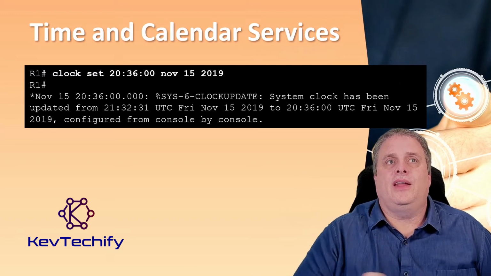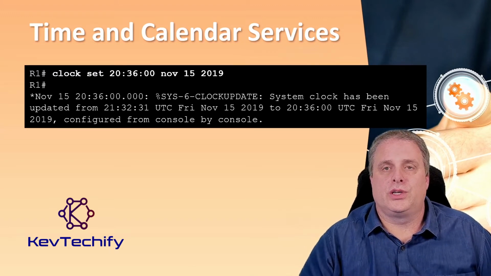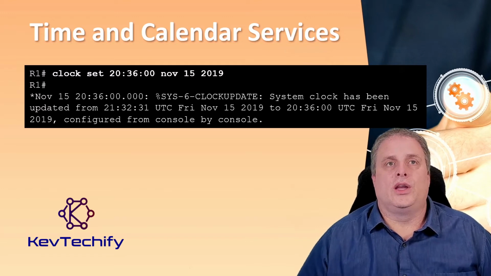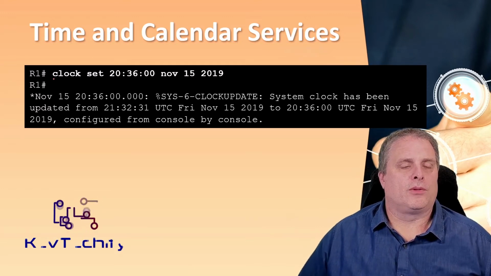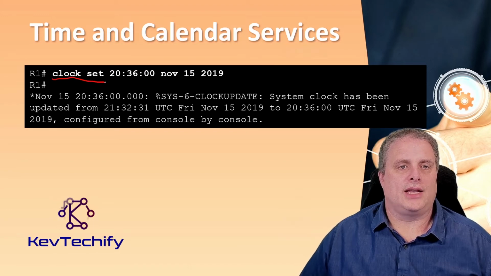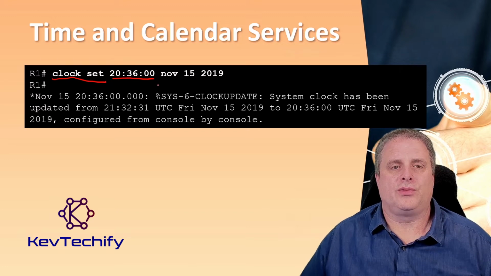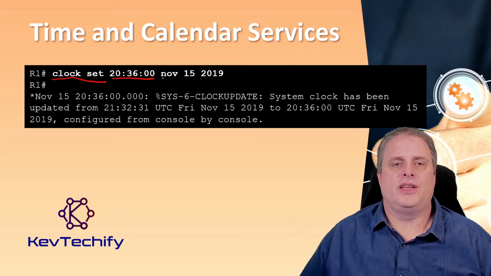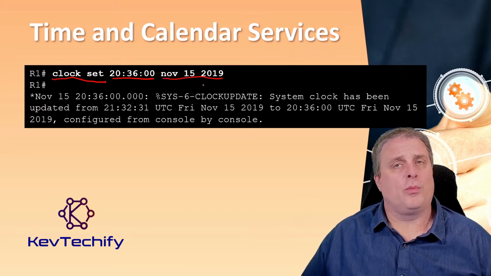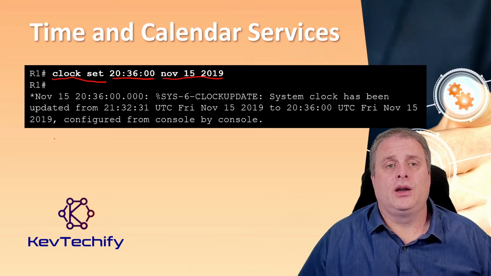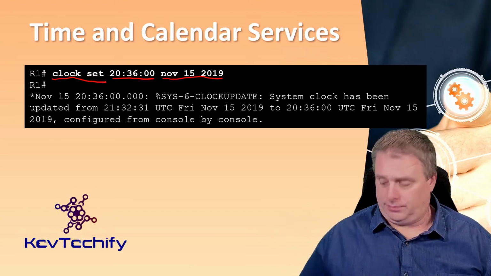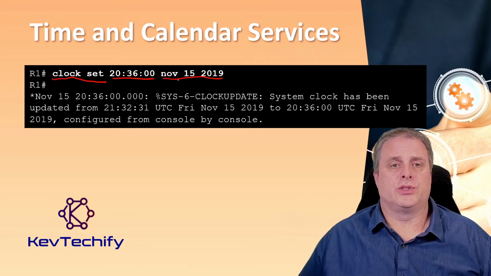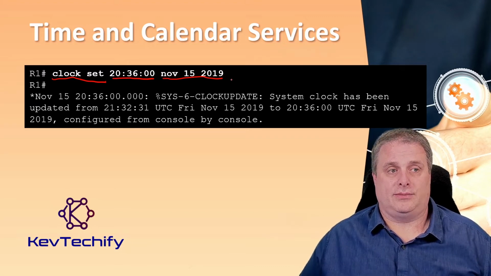Now, typically the date and time settings on a router or switch can be set one of two ways. We can do it the manual way. Here on R1 from privilege exec mode, we can say clock set. Then we specify the time in military time, 24 hours, and then we put in the date. There's a couple formats for the date you can put in there. The question mark will list those out. And here the format we chose was November 15th, 2019.